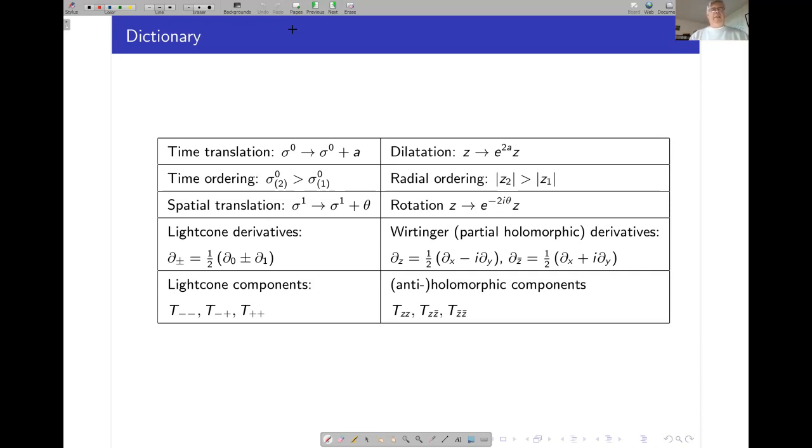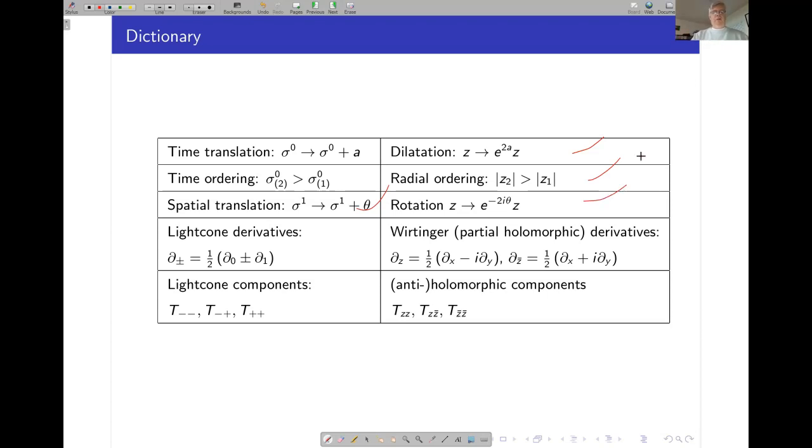So we have seen time becomes radius, and therefore time translations along the cylinder become dilatations or scale transformations in the complex plane. Time ordering becomes radial ordering. Spatial translations become rotations in the complex plane.